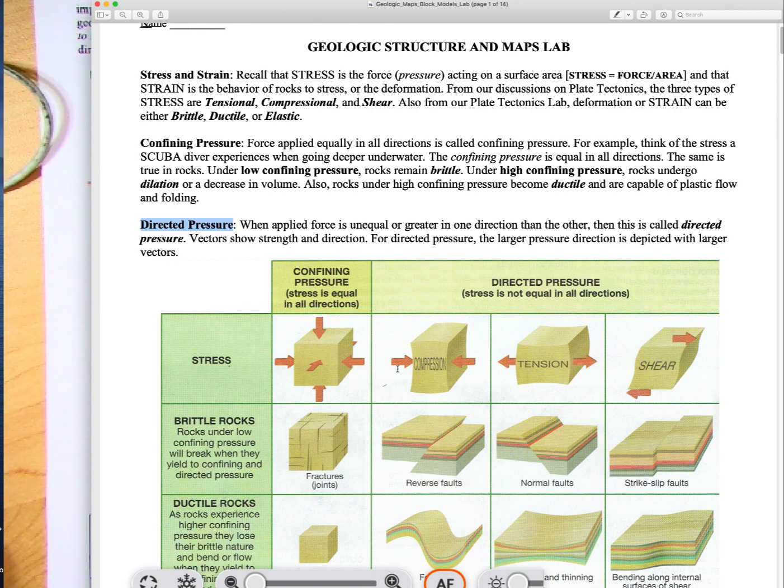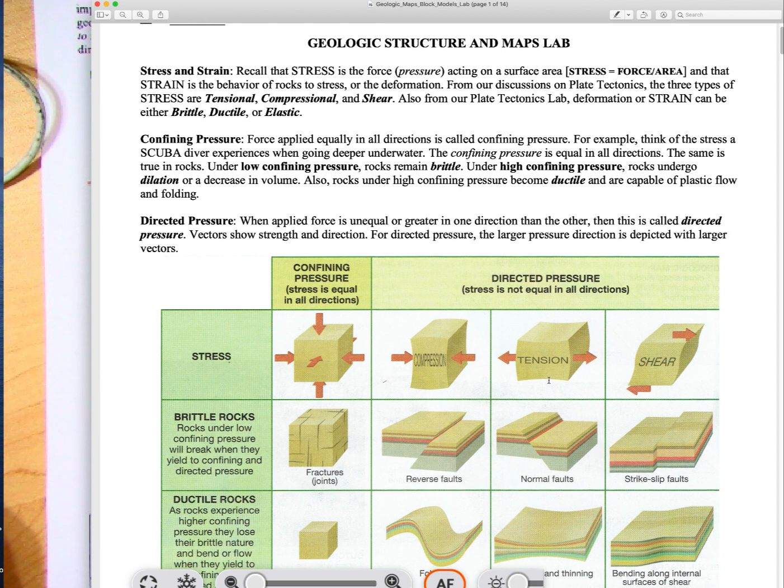But when you get to directional or directed pressure, we're seeing that the stress is going to be greater in one direction than the other. And so you'll see that we'll have compression, tension, and shear. So these are things we've talked about.